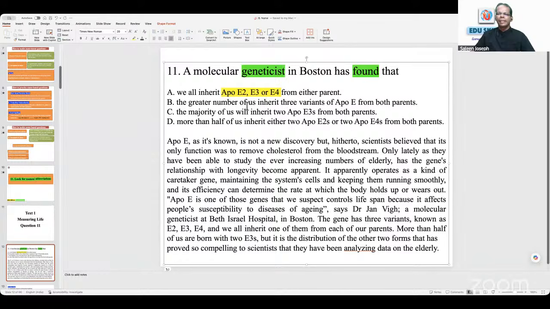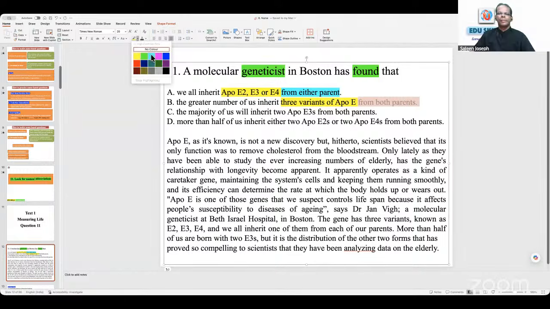Option B: The greater number of us inherit 3 variants of ApoE from both parents. Here, either parent, one more concept is here. Here, both parents. 3 variants of ApoE means the same as above. Here, the 3 variants they have said are E2, E3, E4. He said the 3 variants from both parents.